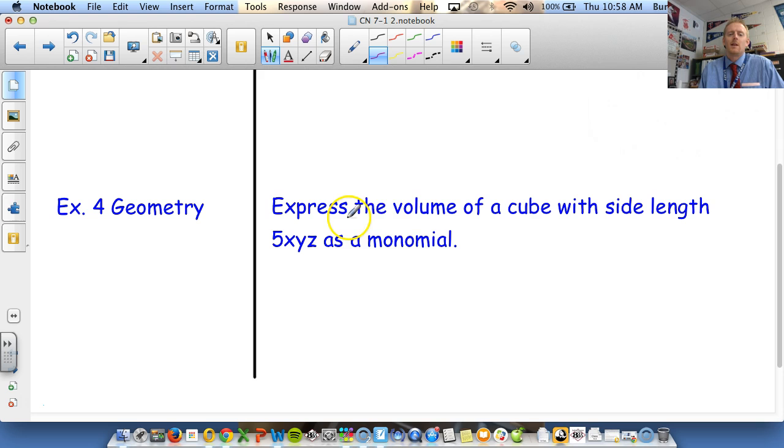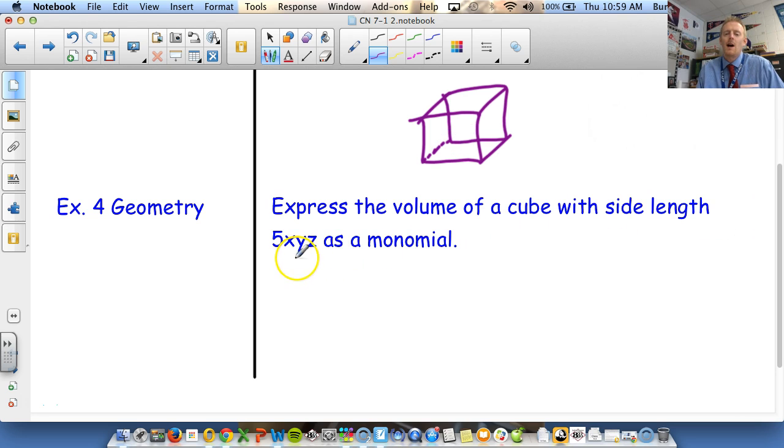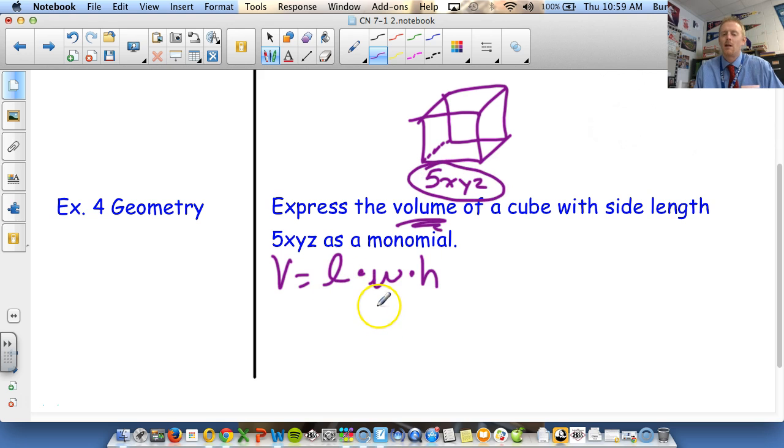If I were to be talking about a cube, remember a cube means that we have a three-dimensional square. So that's one of these shapes. I'm not very good at drawing, so don't judge me. If one of the sides is a 5xyz, and we're trying to find the volume. Remember, volume is length times width times height. Length times width times height. So we're going to multiply this by itself, I guess, 3 times.